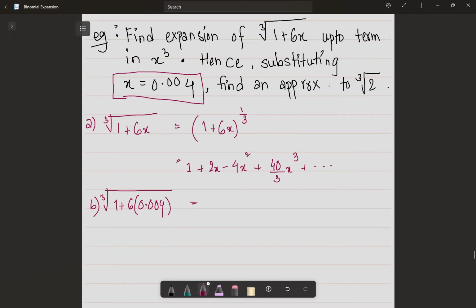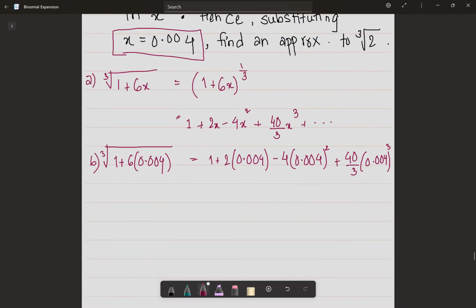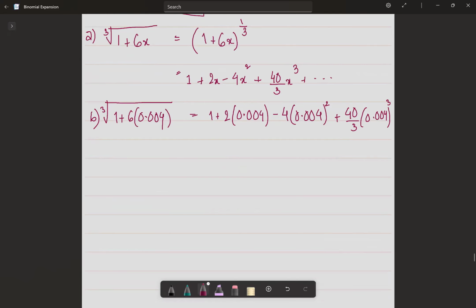And then on the other side, we have 1 plus 2 in place of x, you put 0.004. Then we have minus 4, in place of x, you put 0.004 squared, and then plus 40 by 3, 0.004 cubed. So if you put this on both sides of the expansion, because that is our first task, we have to substitute this and then find an approximation. So we have substituted that. So when we have substituted that, our next task is to find out the value.